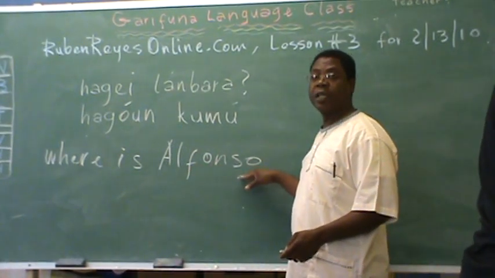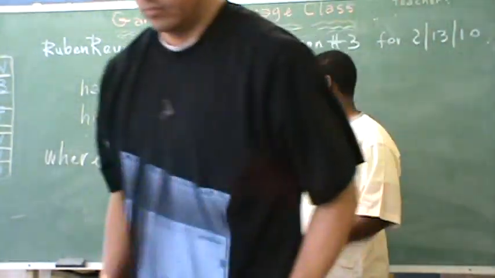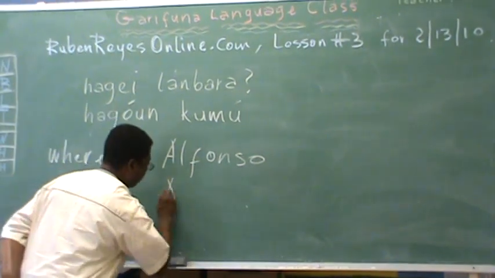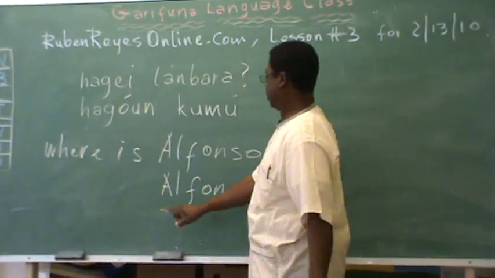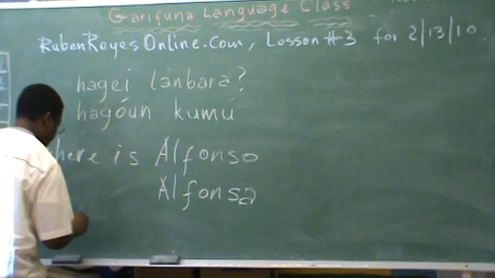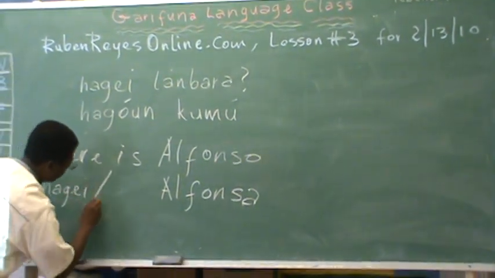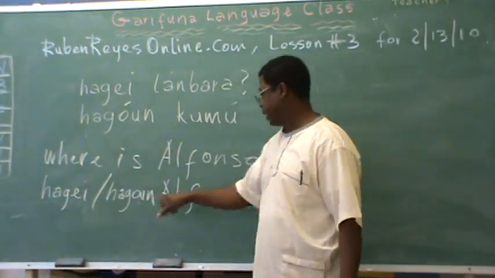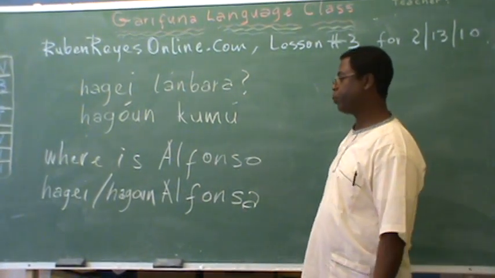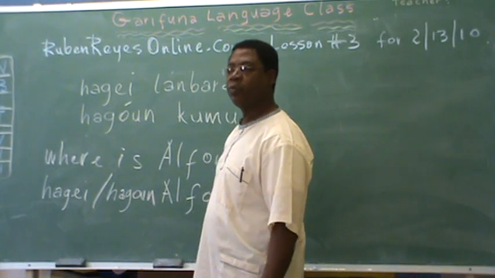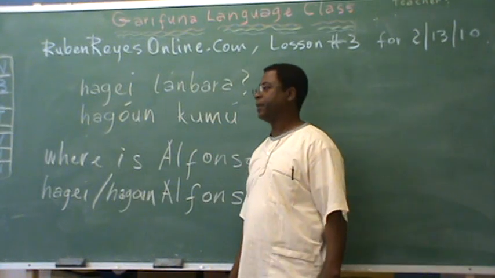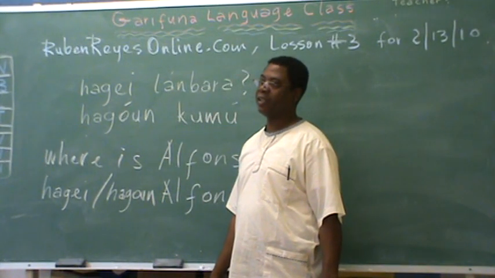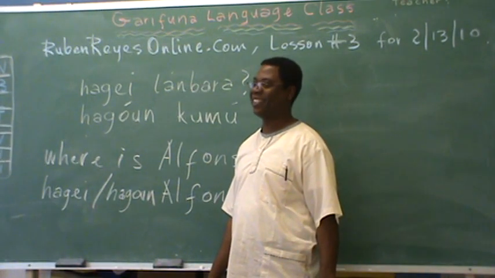Alfonso is definitely a masculine gender personal name. So, Lucia Gil, how do you say, where is Alfonso? Hagei Alfonso. Okay. Nikki, how will you say, where is Alfonsa? Hagoun Alfonsa. Correct. Hagei for masculine, Alfonso, and Hagoun for Alfonsa, feminine. Good. Michelle, where is Ingrid? Hagoun Ingrid. Okay. Gustavo, where is Alfred? Hagoun Alfred? No. Hagei. Hagei Alfred.